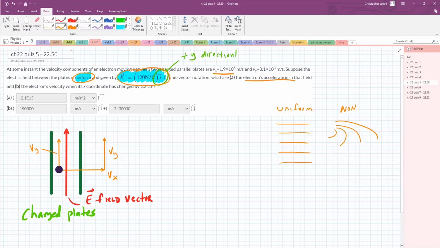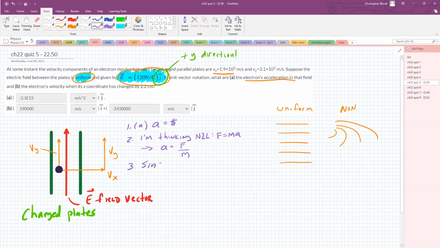All right, so let's do step number one. Part A wants you to find the acceleration a of the electron. I'm thinking of Newton's second law, which says F equals ma. Because if F equals ma, that means a equals F over m. So I'm kind of liking that. The only problem is, what's F?